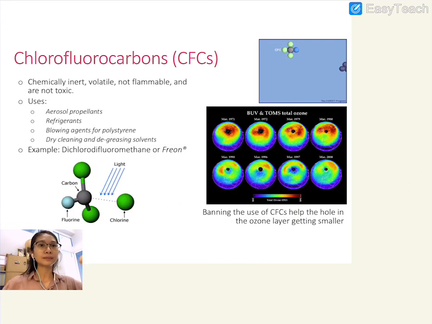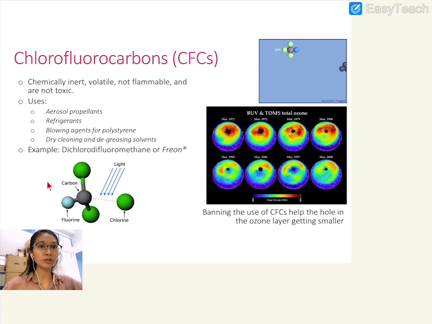And also, in the past halogenoalkanes were used as CFCs, or chlorofluorocarbons. Under normal conditions they are chemically inert, volatile, and not flammable, so they are safe and not toxic. They can be used as aerosol propellants, refrigerants in the fridge, blowing agents for polystyrene, and dry cleaning and degreasing solvents. So halogenoalkanes have many uses, right?